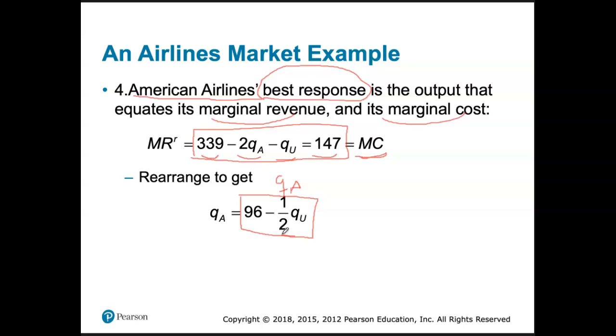We're going to have QA equals 96 minus half times QU. Make sure you actually understand what is going on. So if you have to pause the video, remember you can easily do so. But try to understand what is going on before you move on.